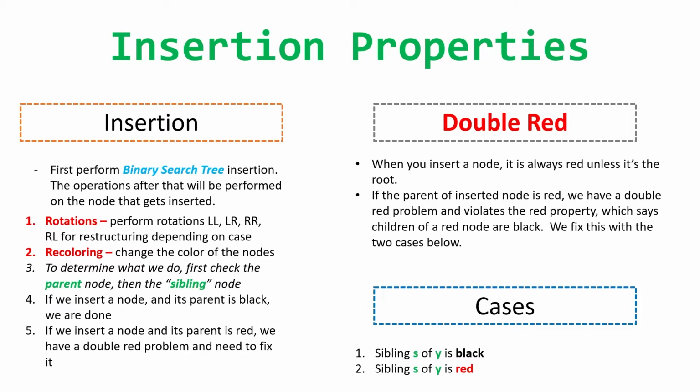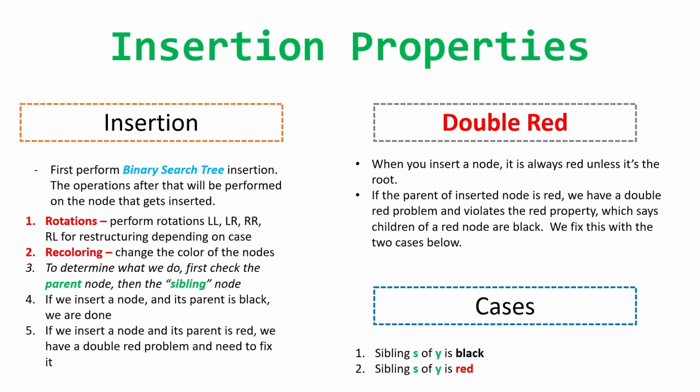Okay, if we insert a node and its parent is black, then we're done. You don't need to do anything else to the tree. All right, it's balanced. If we insert a node and its parent is red, we have what's called a double red problem, and we need to fix it.